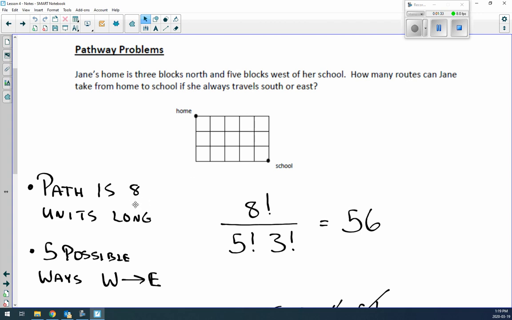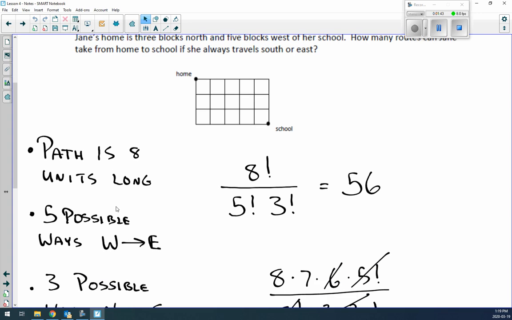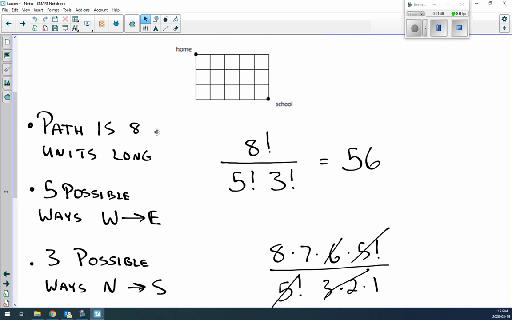Okay, so overall, the path is 8 units long. So no matter which direction you take, traveling south or east, you go 8 factorial. So that's why the top of it here. But we have different possible ways. So if we look here, to go from west to east, there's 5 possible ways to go because there's 5 blocks there. From north to south, there's 3 ways. So that's our kind of our repetition from the previous one. We divide 8 factorial divided by 5 factorial, 3 factorial.